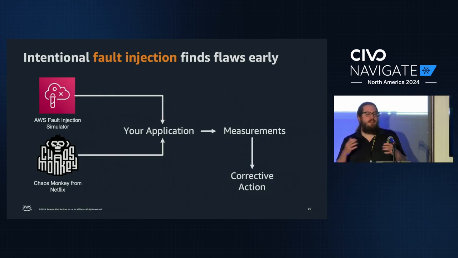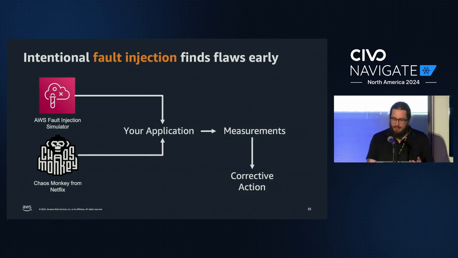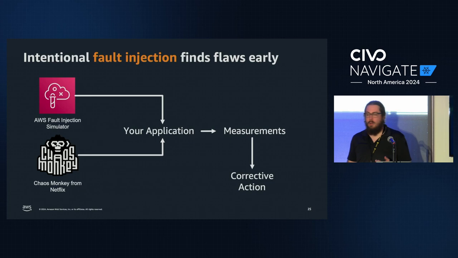So these experiments are run through a process of intentional fault injection, and there's different ways to do it. The sort of classic way to do it was something that was introduced by Netflix called Chaos Monkey. And this is an open source tool that triggers and simulates different types of errors. AWS offers AWS Fault Injection Simulator.